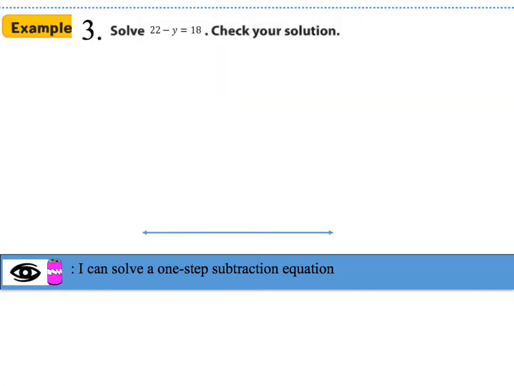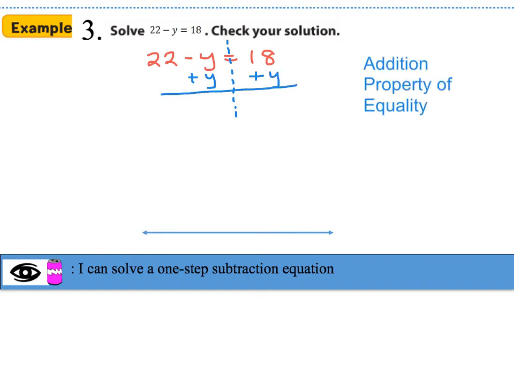For example 3, it says solve 22 minus y equals 18, and then let's check our solution. So this problem is a little different. We're still going to start off with drawing our fulcrum down the center of our equal sign. But now, if you look at it, our variable has a minus sign or a negative next to it. Anytime that your variable has a negative sign next to it, let's get rid of that negative sign by doing the opposite of minus y. So if I want to do the opposite of minus y, I have to add y to both sides.